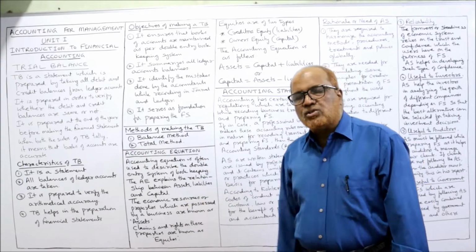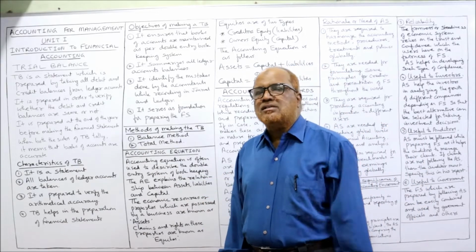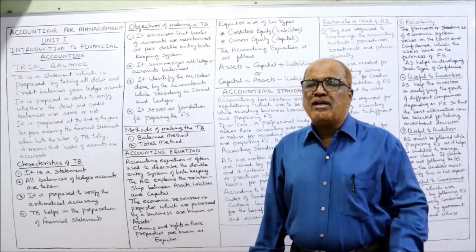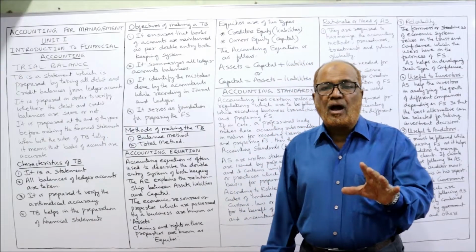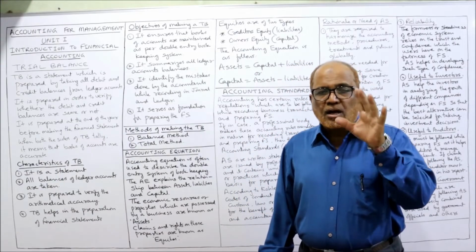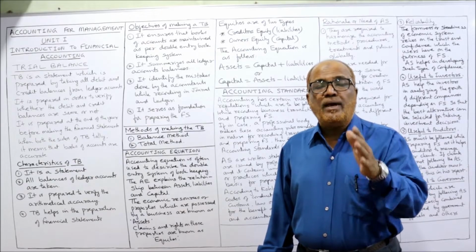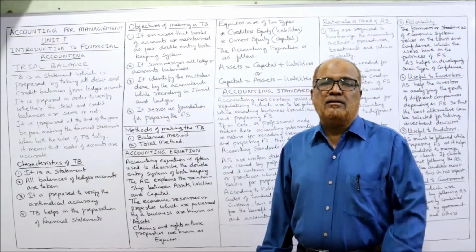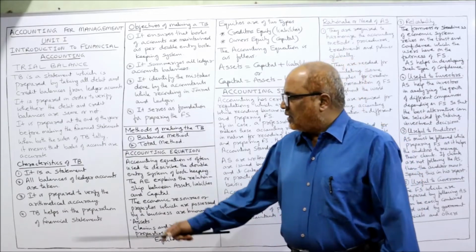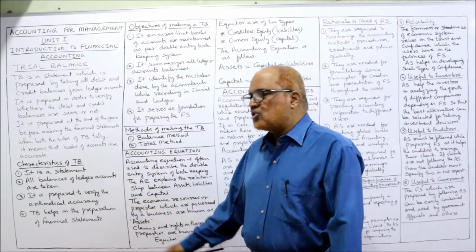Now, what are the characteristics of trial balance? The first characteristic, trial balance is a statement. It is not an account. It is not compulsory to be made. It is optional, but it is always suggested. It is better to make the trial balance. Now it's a statement. All balances of ledger accounts are taken.